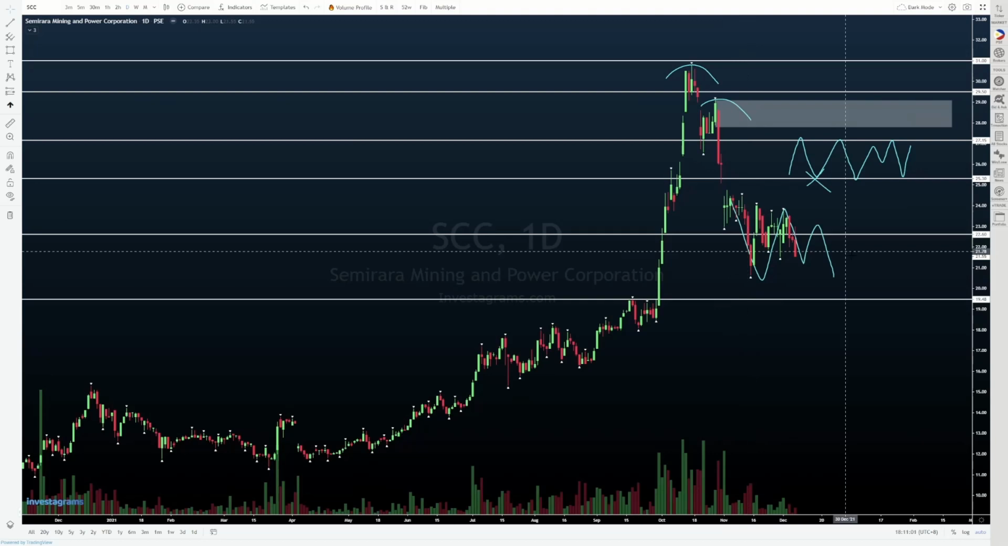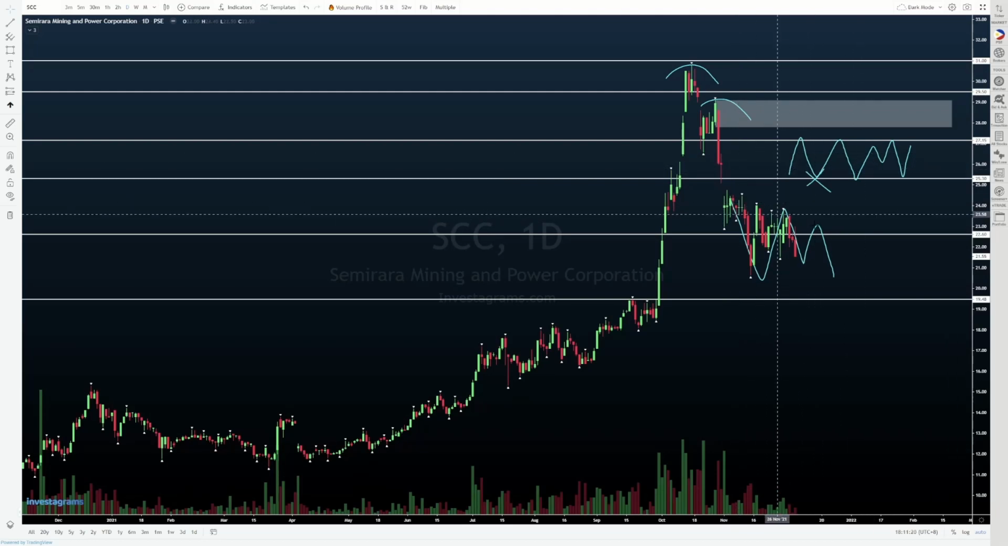So sabihin natin, I was looking for a quick trade. Sabihin natin, merong quick bounce na baka pwede mangyari. Then that's the first place I would look to target. But I would be aware na may 25.3 na level and 27.15 na level on the way up there na pwedeng pag-untugan din ng price.